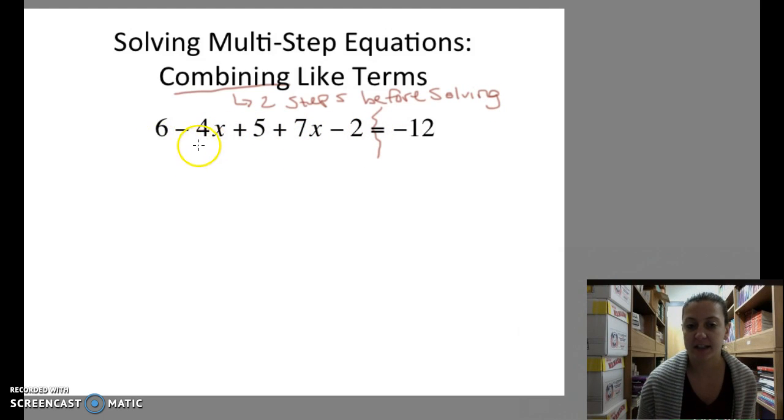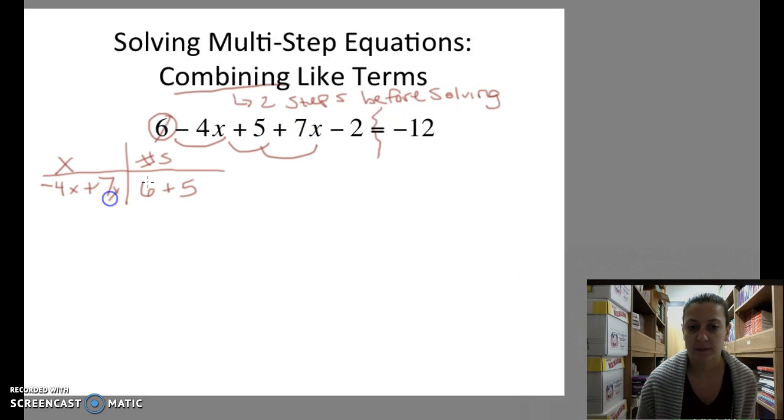Okay, so I'm going to combine these like terms. I'm going to make a t-chart because, like I've said to some of you, it's definitely easier. So I've got my x's over here, my numbers. So I've got 6, negative 4x, positive 5, positive 7x, and negative 2. So negative 4x, don't forget the sign, plus 7x is 3x. 6 plus 5 is 11, minus 2 is positive 9.